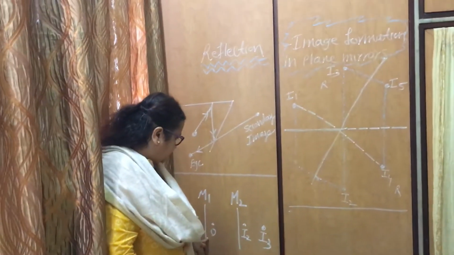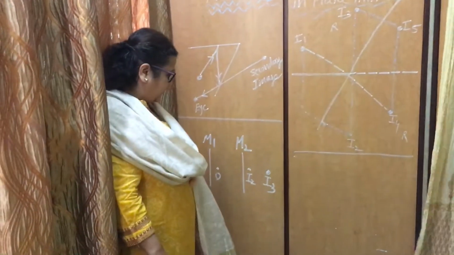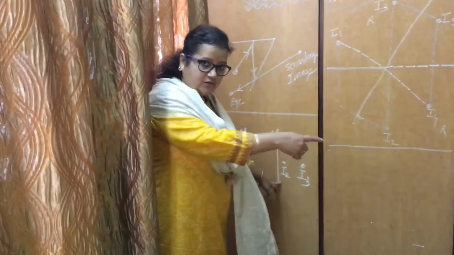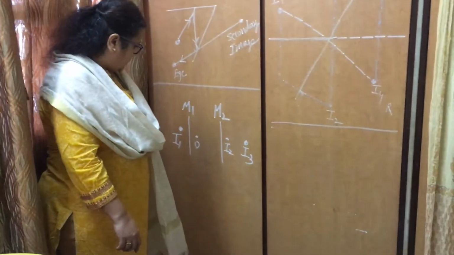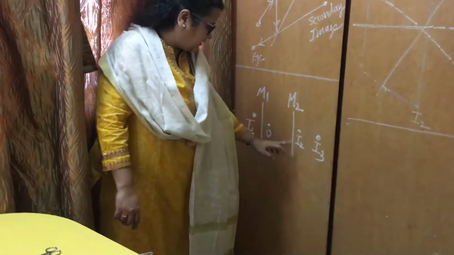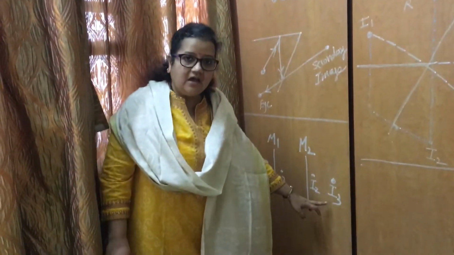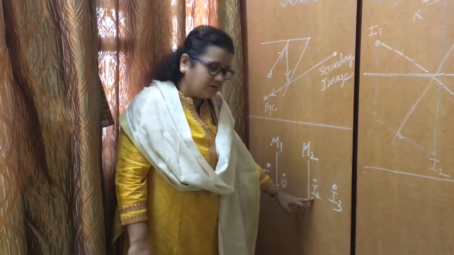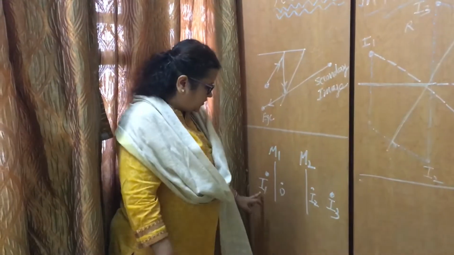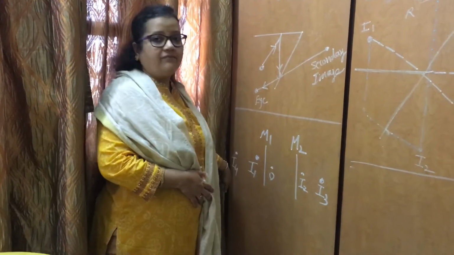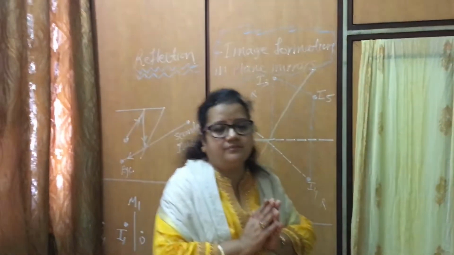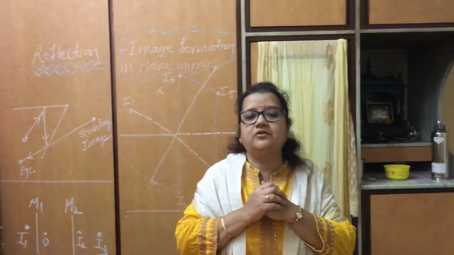This phenomenon can also be explained simply: between the two plane mirrors M1 and M2 there is an object. I1 and I2 are the primary images. I1 is reflected, giving I3, and I2 gives you I4 across M1. So this is how multiple reflection can be taught. Thank you so much.